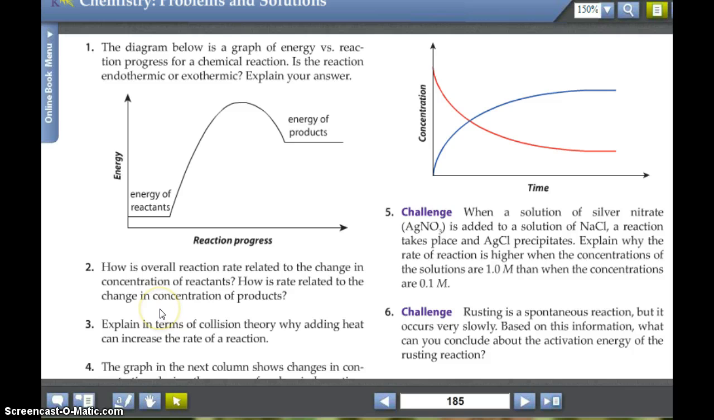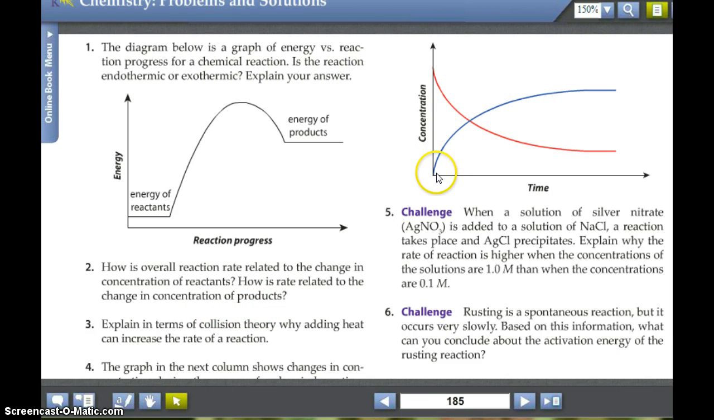Question 2, how is the overall reaction rate related to the change in concentration of reactants? How is rate related to the change in concentration of products? So hit pause, get your answer, and the answer is, for reaction rate, the concentration of reactants is going to go down. We're going to use up those reactants when we are making our chemical reaction. The concentration of products is going to increase.